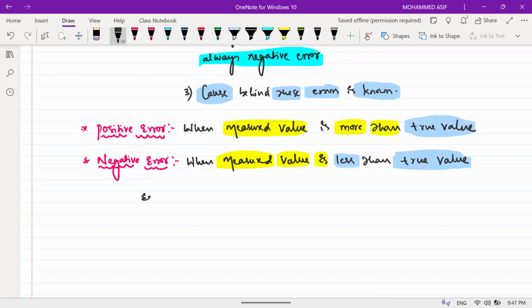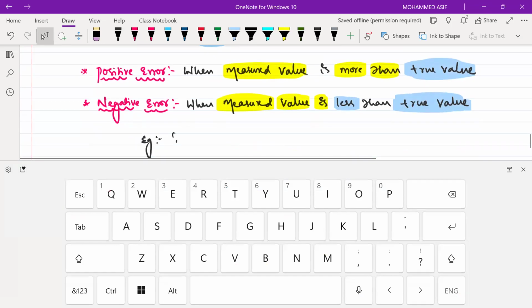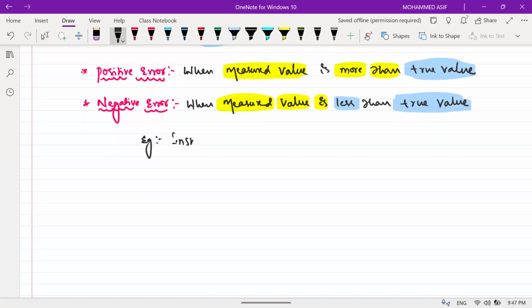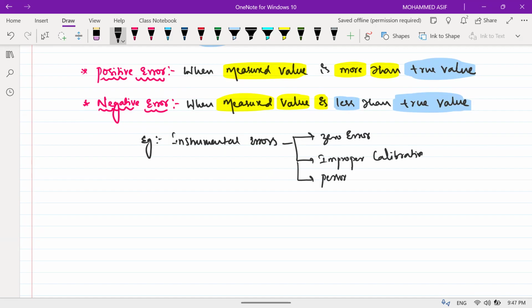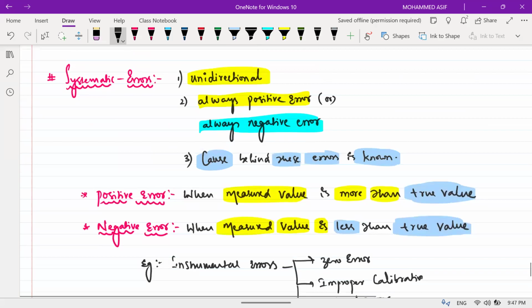Let me give an example. All the instrumental errors are systematic errors. It may be a zero error, it may be due to improper calibration, calibration means adjustment, or it may be due to your personal error. These are your systematic errors.